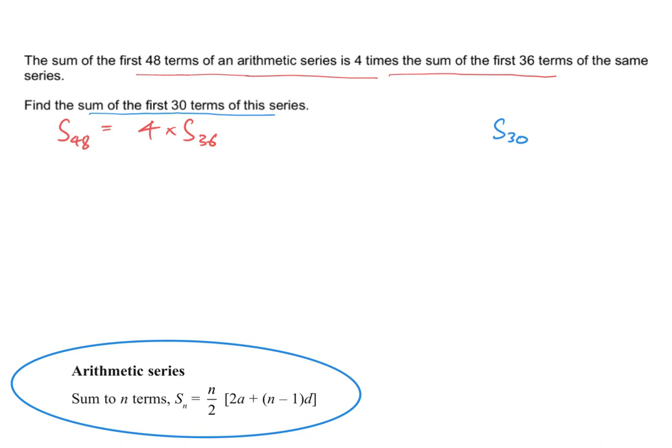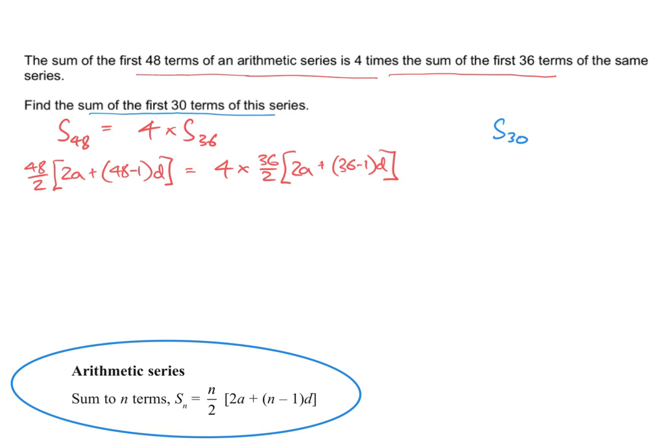So we know that S of 48 is going to be 48 over 2, that's our n, remember, multiplied by 2a, I don't know what a is, plus 48 minus 1, multiplied by d, which is my common difference. I don't know what that is. Now I know that is equal to 4 multiplied by the sum of 36 terms. So it's 36, which is my n in this case, over 2, multiplied by 2a, still don't know what that is, plus 36 minus 1 times d, still don't know what that is. But the a and d are the same for both sides of the equation.